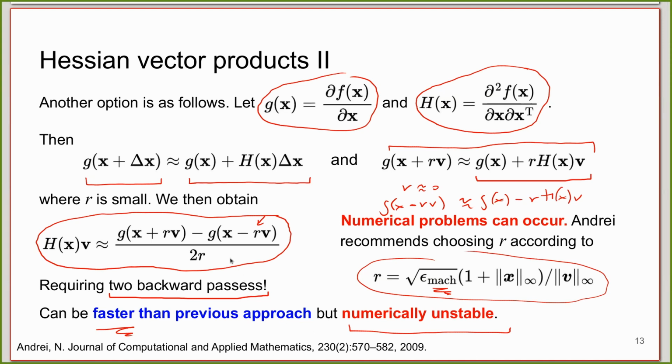Yeah, the numerical problems will depend on the magnitude of the values. Maybe the gradient is very large. Yeah, it could be that if the gradient changes very fast as a function of r, maybe you run into more numerical problems. So yeah, there could be factors there. I don't really fully understand it, but yeah, the smoothness of the loss could be a factor there as well.